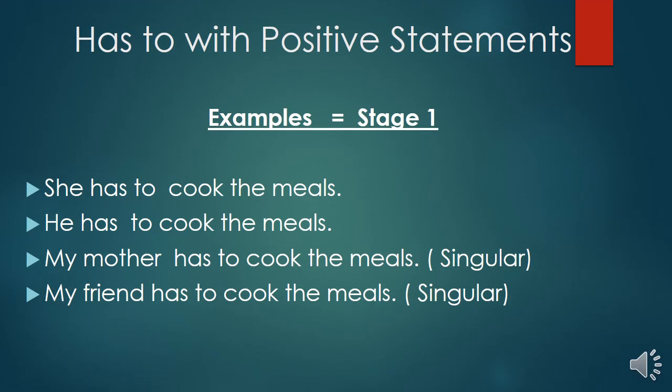Has to with positive statements. Example, stage 1. She has to cook the meals. He has to cook the meals. My mother has to cook the meals. Singular, my mother, singular. So we use has to. My friend has to cook the meals. Also singular.